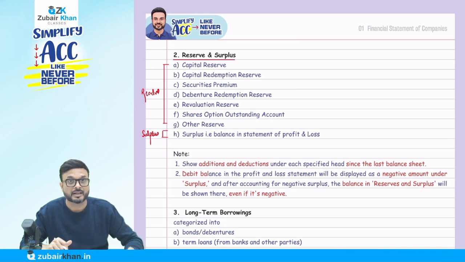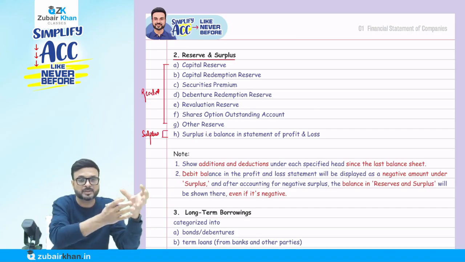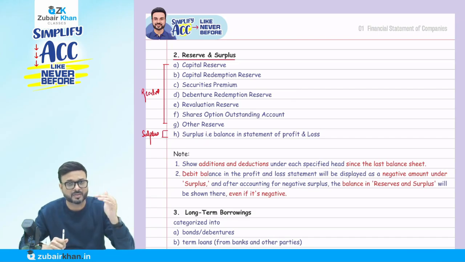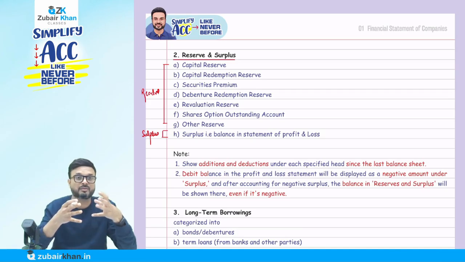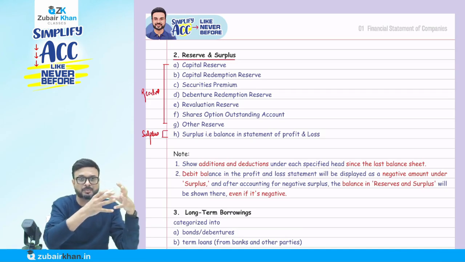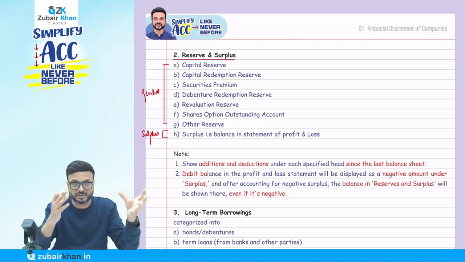First of all, reserve means it is a portion of the profit that we keep aside for some other purpose, or a profit generated from a specific source that year. Okay, so it is the portion of the profit that we have kept aside for some specific purpose. It belongs to the owner. It is a portion of the profit that we have not yet distributed that year.